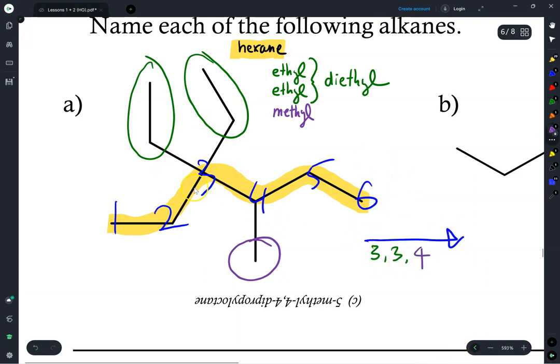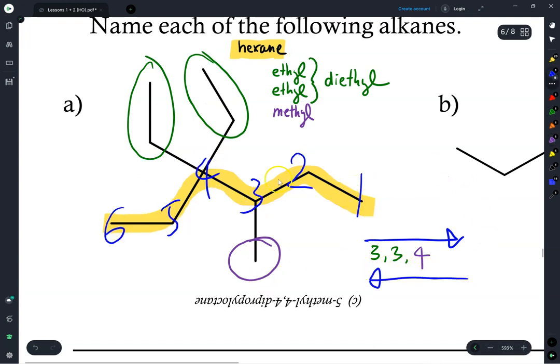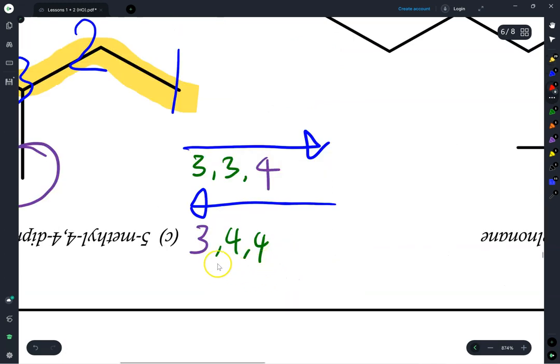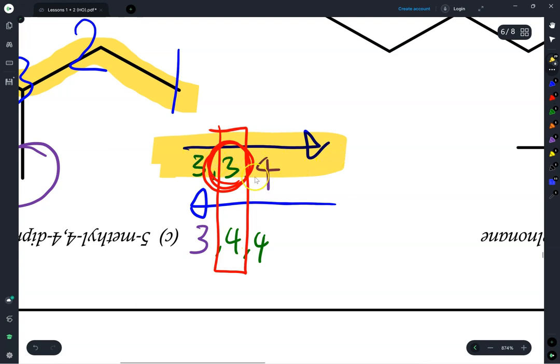If you go left to right, the address numbers are 3, 3, and a 4 for my branches. But if you go right to left, the address numbers become 3, 4, 4. So which is preferred, 334 or 344? Well, the official rule for choosing the counting direction is called the rule of first difference. How it works is you look at the first column and choose the counting direction that gives you the lowest number. Now in this case, it's a tie. They're both 3 and a 3. Neither of them is lower than the other. In the event that you need a tiebreaker, you move to the next column. Here we have a 3 and a 4. Since 3 is lower than 4, we choose this left to right as our counting direction.